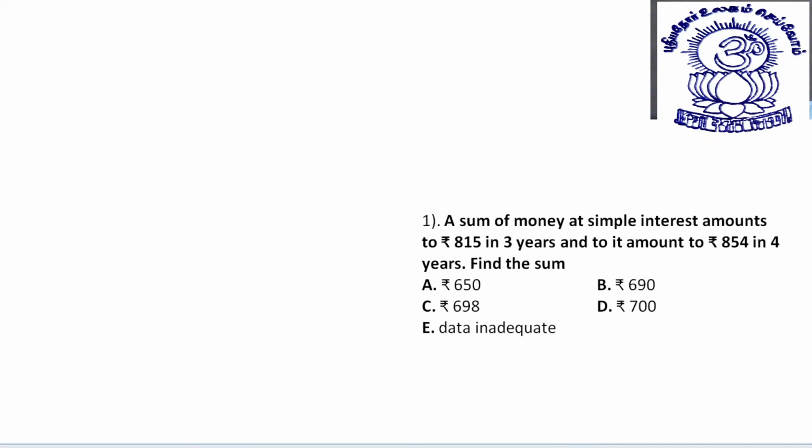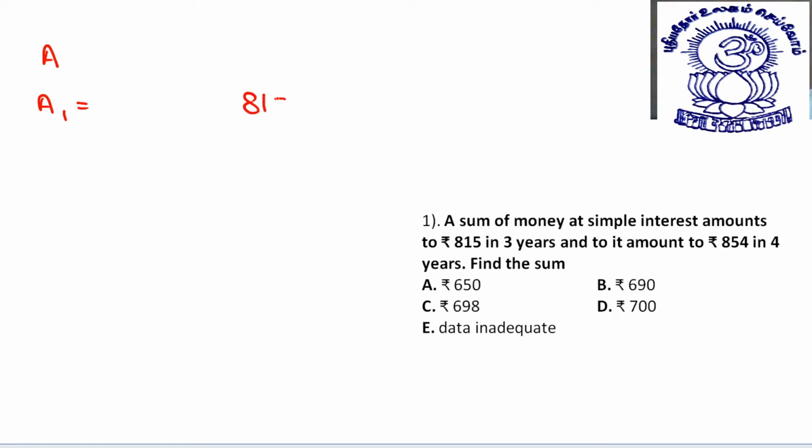So let's start with the questions, and you will love them. They'll be very easy. A sum of money at simple interest amounts to 815 in 3 years, and it amounts to 854 in 4 years. Find the sum. Let's look at it, students. See, what is being told to us, the amount. The amount in the first case is 815.